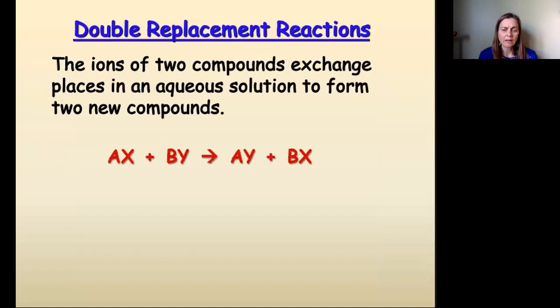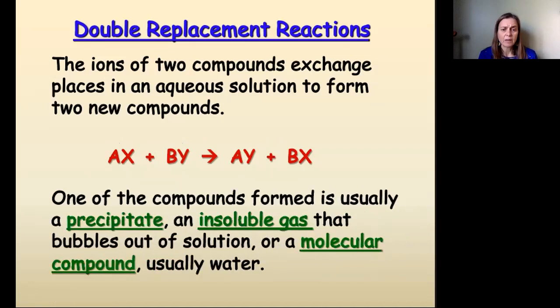We can write a generic equation for these where we have AX plus BY yields AY plus BX. And you can see where this anion Y has swapped places with X. So we have two ionic compounds to begin with, and we have two new, different compounds that have swapped their ions in the product. Usually one of the compounds is a precipitate or an insoluble gas that bubbles out of solution, or in the case of a neutralization reaction, a molecular compound like water.